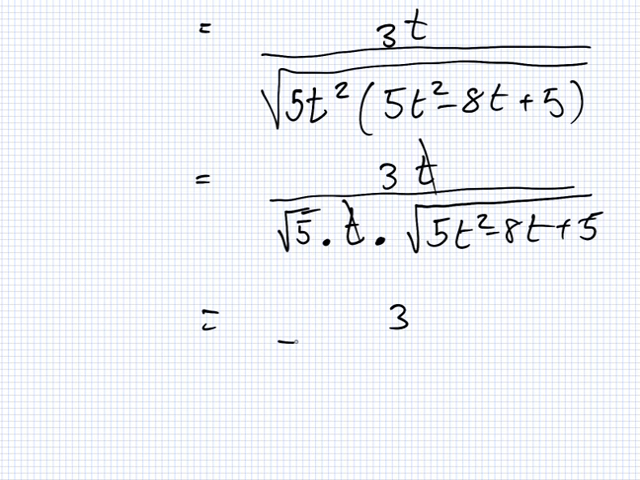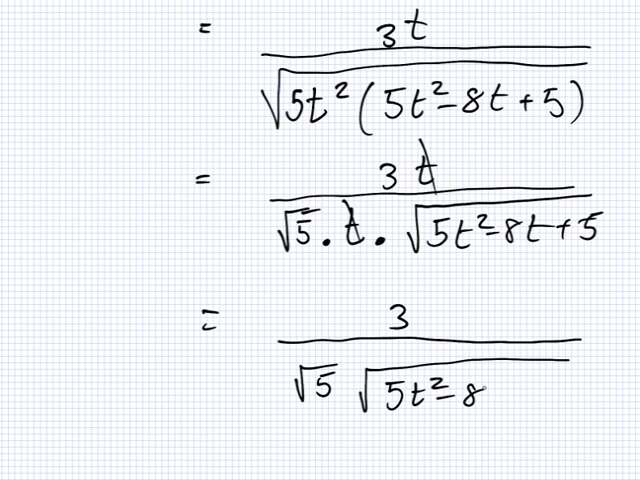So the answer is 3 over root 5 times the square root of 5t squared minus 8t plus 5 for cos theta.